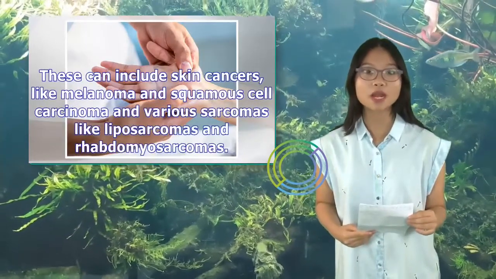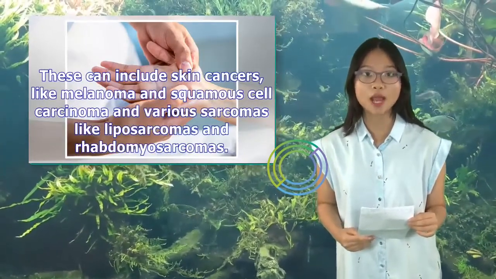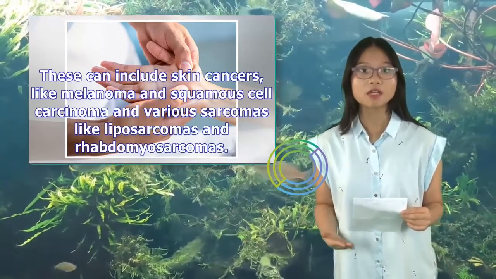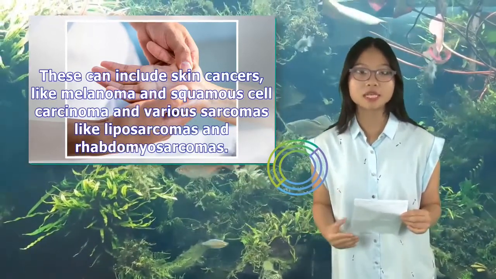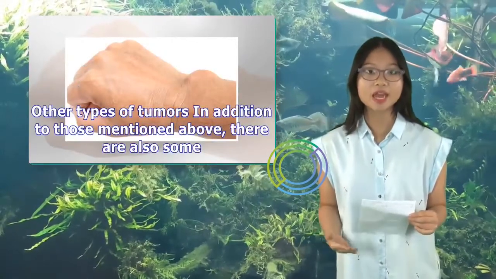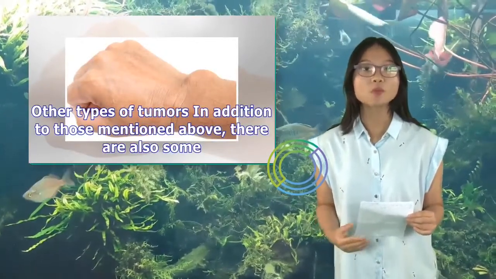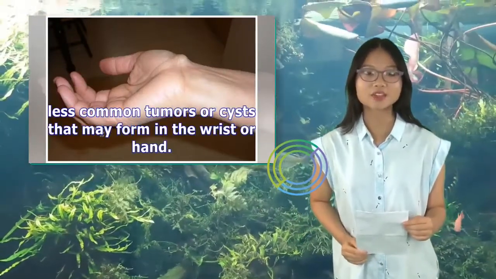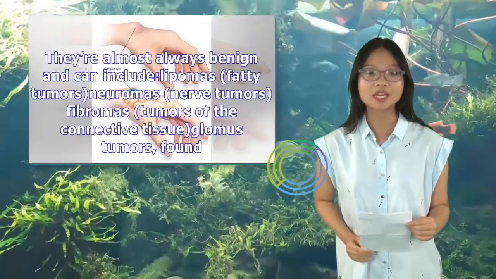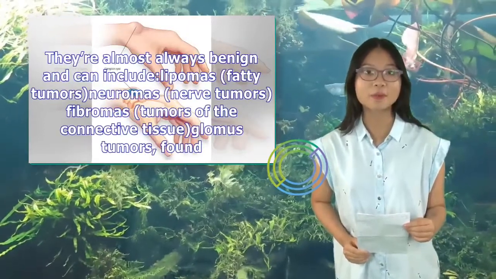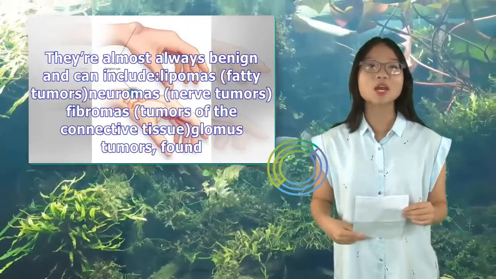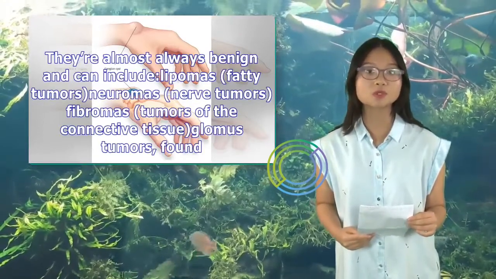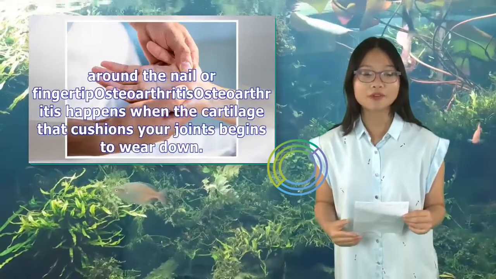There are several different types of cancers that can affect the hand and wrist. These can include skin cancers, like melanoma and squamous cell carcinoma, and various sarcomas like liposarcomas and rhabdomyosarcomas. Other types of tumors. In addition to those mentioned above, there are also some less common tumors or cysts that may form in the wrist or hand. They're almost always benign and can include lipomas, fatty tumors, neuromas, nerve tumors, fibromas, tumors of the connective tissue, glomus tumors, found around the nail or fingertip.